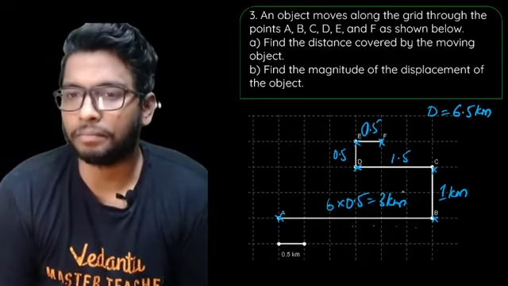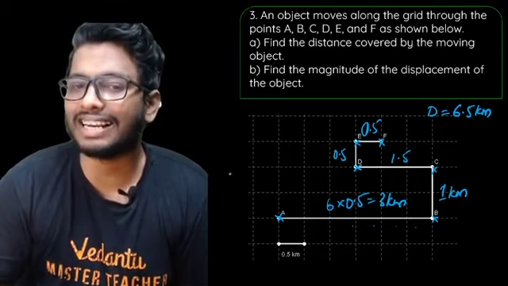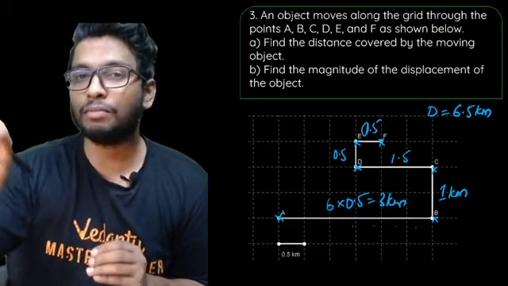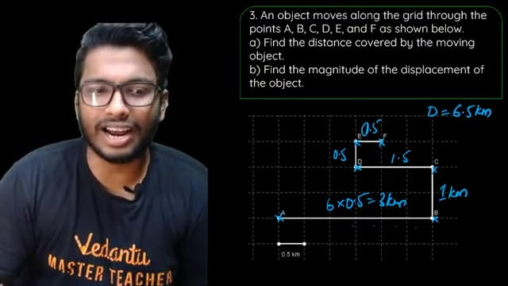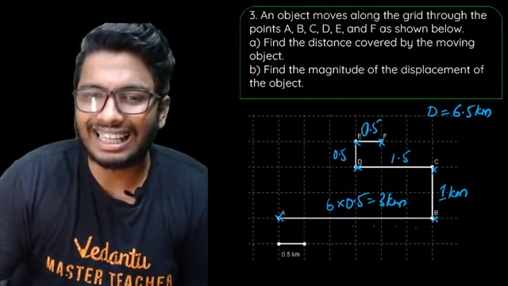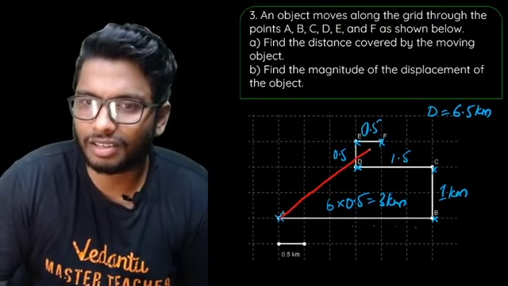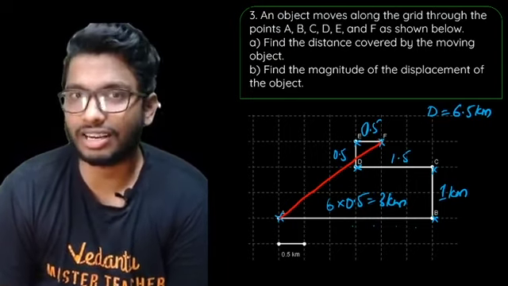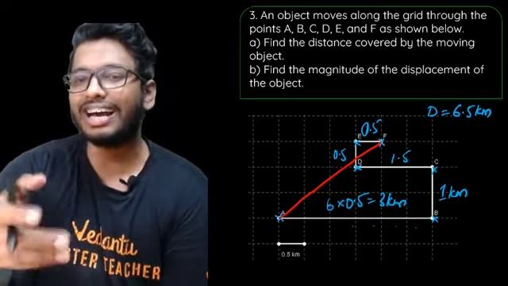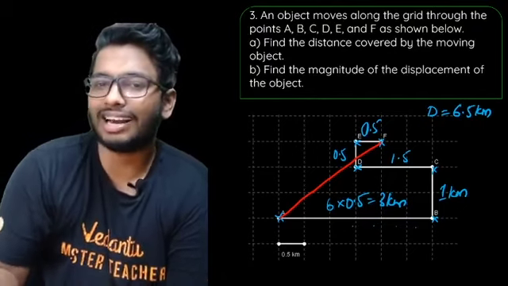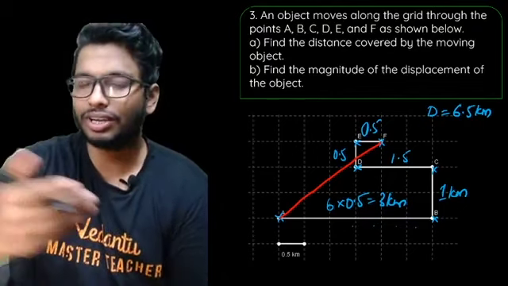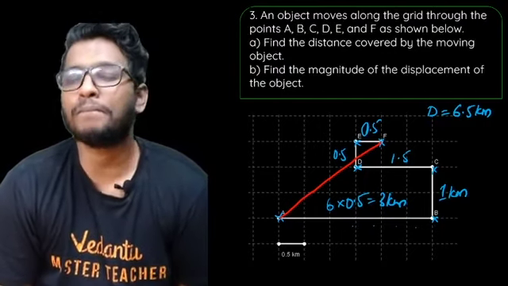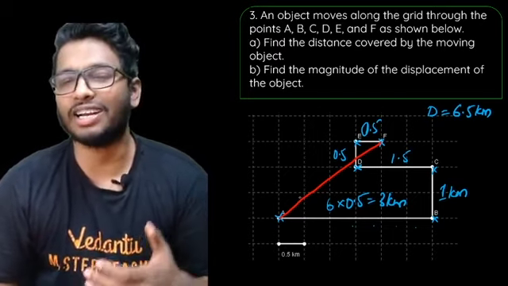Now to talk about displacement. Displacement is basically the initial position and the final position of the object. So you're supposed to find the distance between A and F. Now you cannot directly find this out, because the grids are not exactly proper. It's not something where you can use the grids directly. So what you can do is use the Pythagoras theorem to find the answer to this question.